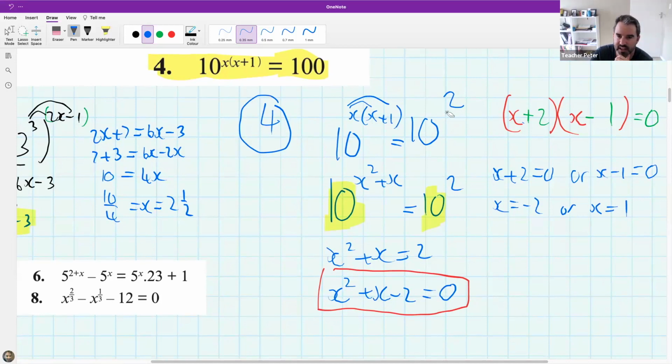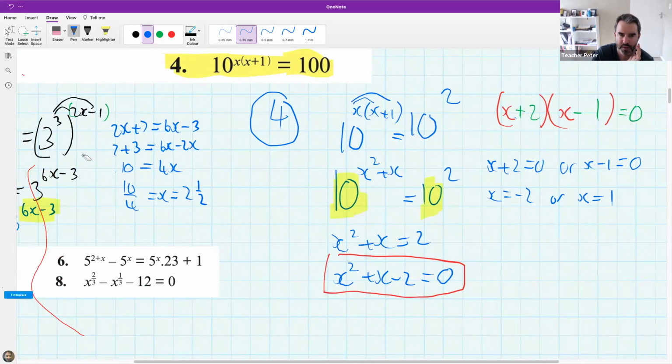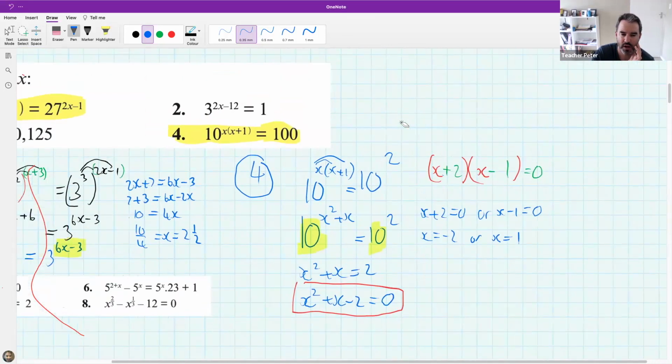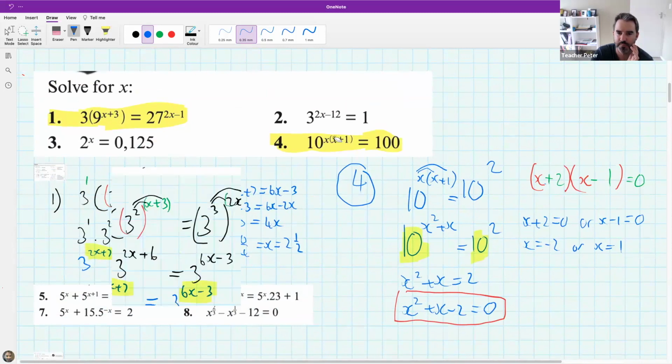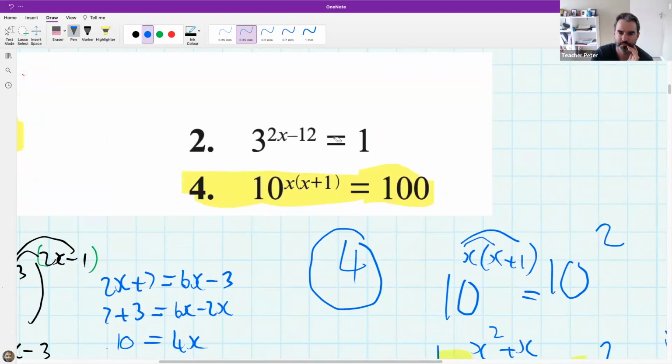So take a screenshot now if you need to of the working out, and then I'm going to move on to the next question. But you're doing well. I like what I'm seeing. Okay, then let's move on. So, well, let's do this one actually. Number 2.